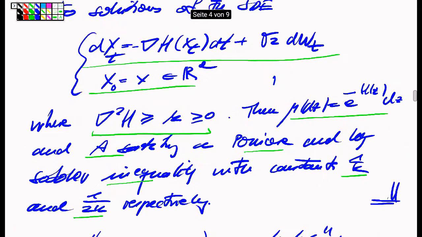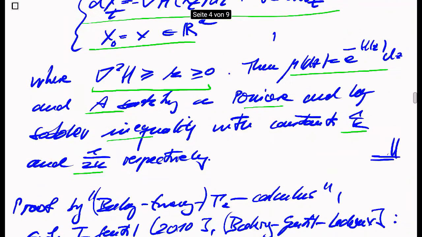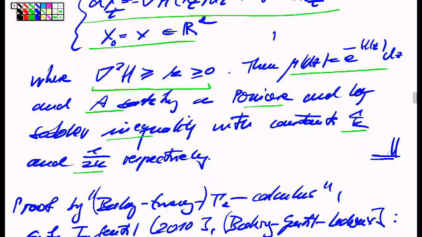So the short form of this statement is: if you consider a gradient diffusion process on Euclidean space, and if the corresponding Hamiltonian is uniformly convex with a positive convexity constant, then we can assert a logarithmic Sobolev inequality and also a Poincaré inequality for the corresponding generator in this case.